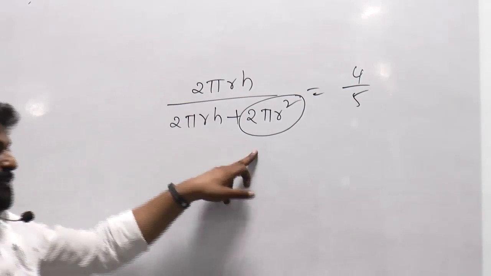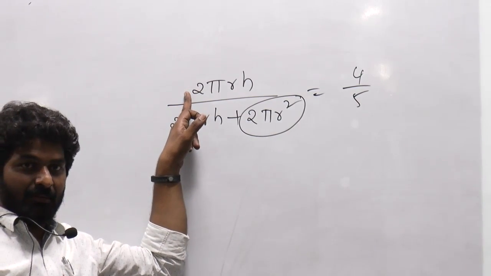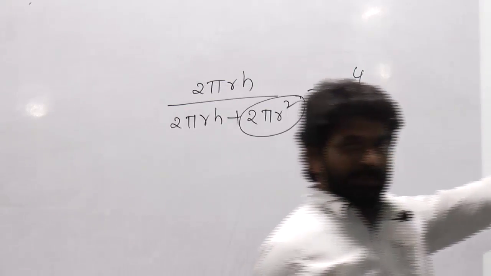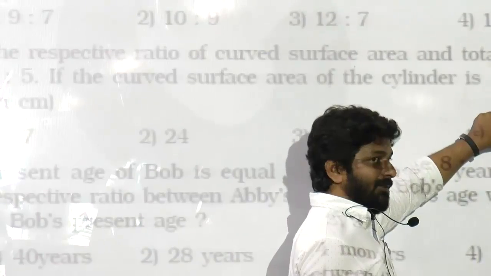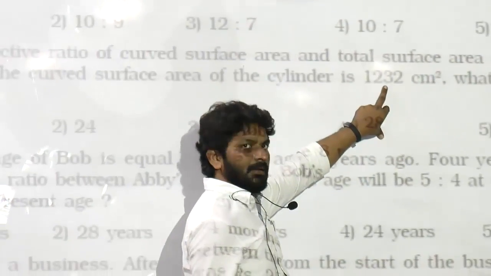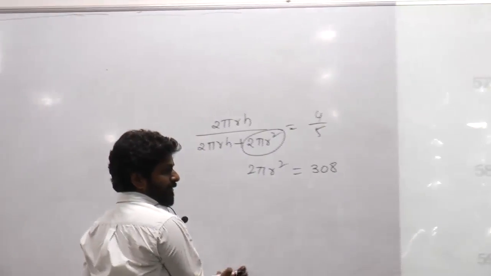Difference between these two numbers is 2 pi r square. And that should be 1/4 of this number. And this is curved surface area, which is equal to 1232. 1/4 of this number, divided by 4: 3 times, 0 times, 8 times. 308. So 2 pi r square is equal to 308.